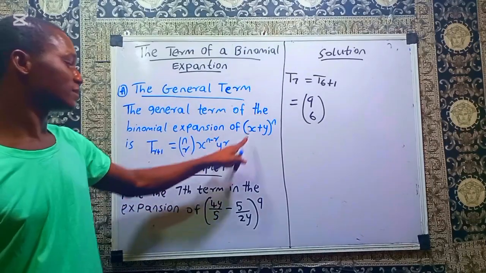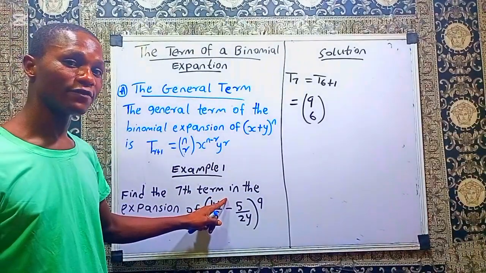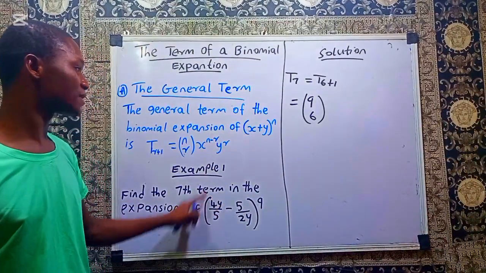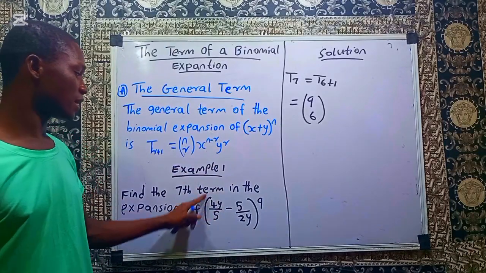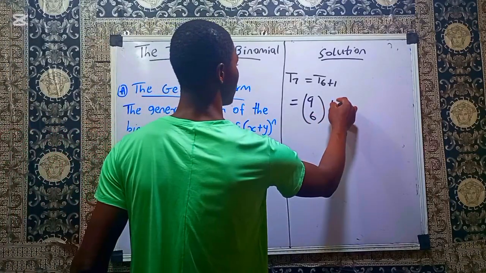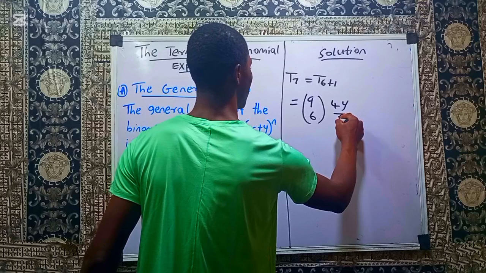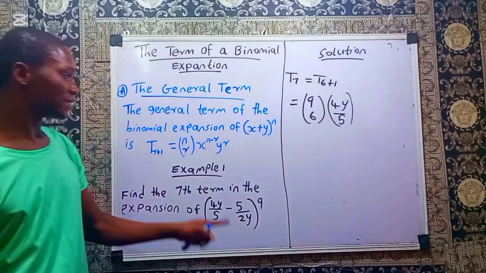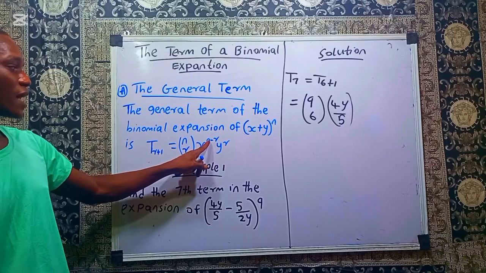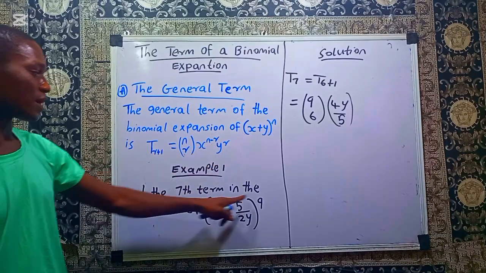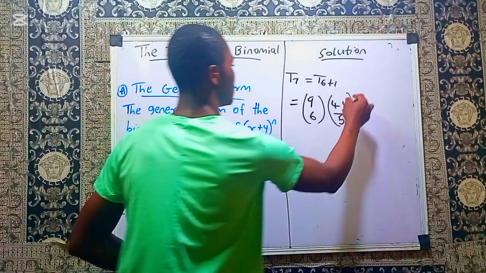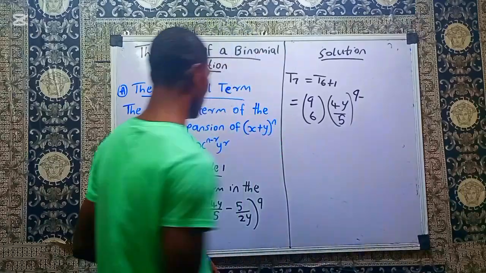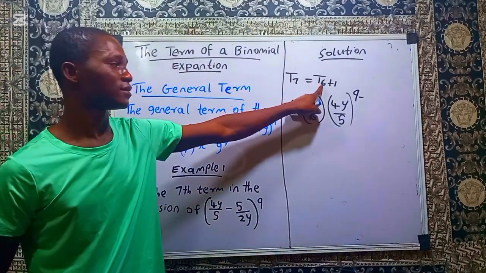Whatever you have as the first thing inside the bracket, that's your x. So this is my x now. My x now is 4y divided by 5. So the whole of this is acting like this x. Then raised to power n minus r. What is our n? 9. Then minus, what is our r? 6.